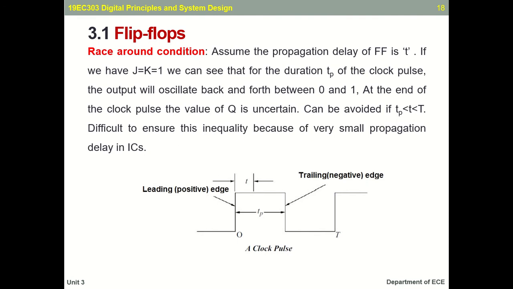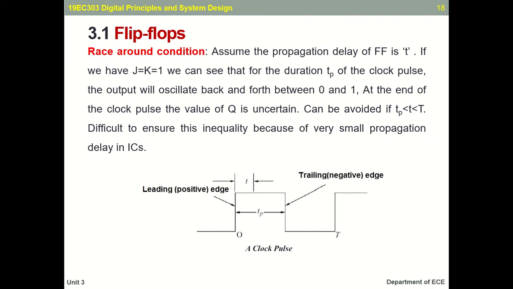So we need to know what is called a race around condition. Okay, we need to know what a race around condition is, and why we are coming to this JK flip-flop. As with your SR flip-flop, when the inputs are 1 and 1, your output is an indeterminate state. We can't decide the output. So in order to eliminate that, we are coming to this JK flip-flop.